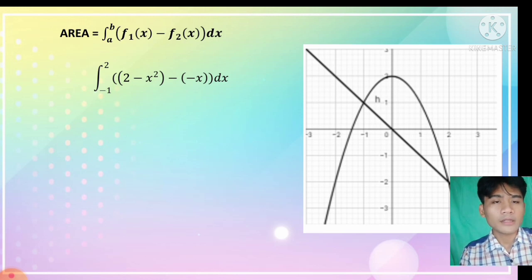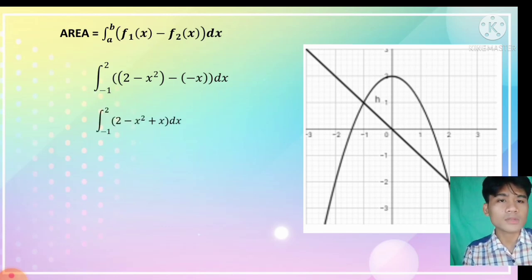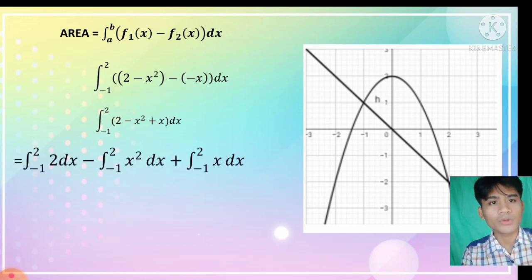So we came up with the integral of the quantity 2 minus x squared minus the quantity negative x dx from negative 1 to 2. So we came up with the integral of 2 minus x squared plus x dx from negative 1 to 2. Applying the properties, if you still remember in the indefinite integral video, we have this property that distributes the integral signs. So we came up with the integral of 2 dx from negative 1 to 2 minus the integral of x squared dx from negative 1 to 2 plus the integral of x dx from negative 1 to 2.